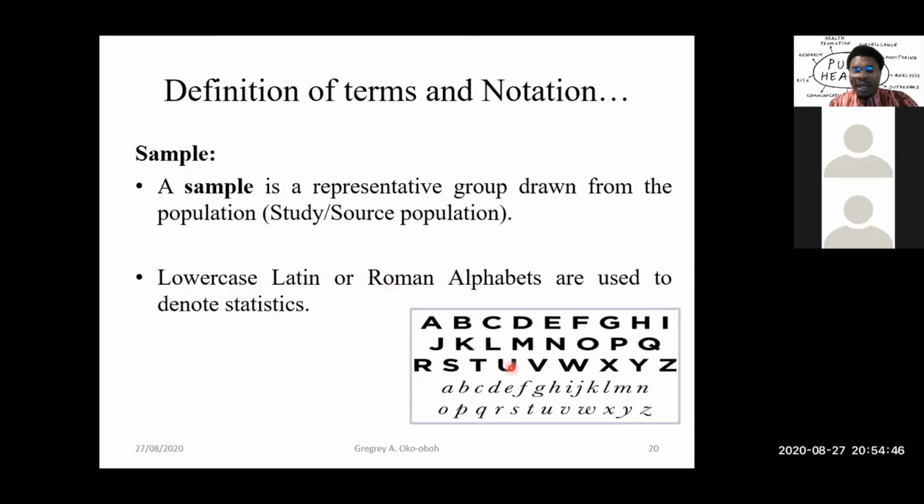So the very familiar alphabets that we know are Latin or Roman. These are the very familiar A, B, C, D. But we are interested in the lower case. So we use the lower case here to represent statistics. That is why we use small s to represent sample standard deviation. And if you square it, it becomes sample variance.